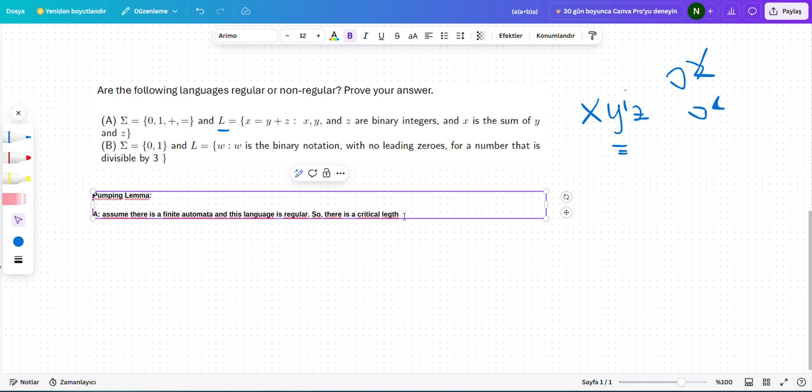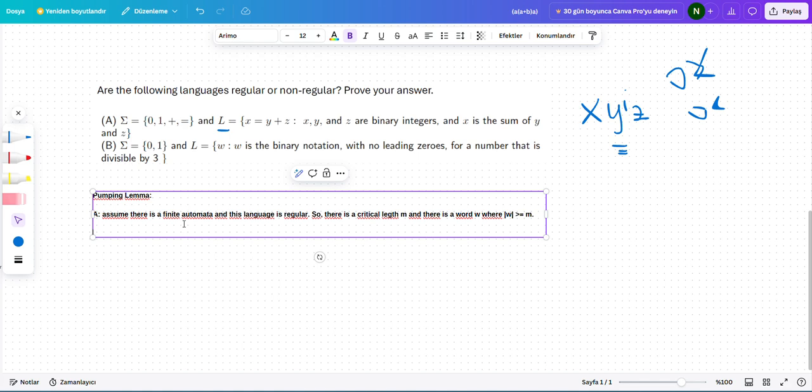So there is a critical length m, and there is a word w which does not satisfy this rule, where the length of w is bigger than or equal to m. So it's a contradiction. We create a contradiction here. So let's create this kind of word. Could we make it work with the pumping lemma?